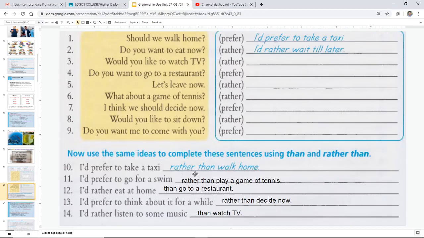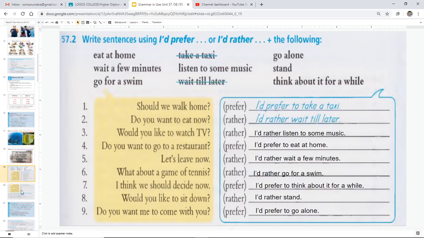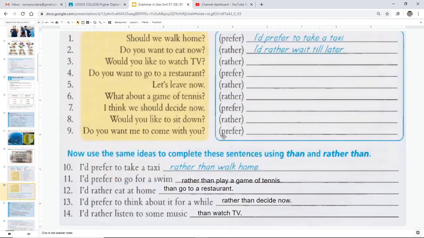Here, you had to use your answers from up here, okay? This you already did, so I put a red X on it. Here's your answers. I'd rather eat at home than go to a restaurant. I'd prefer to think about it for a while rather than decide now. I'd rather listen to some music than watch TV. Again, I think someone wrote, I'd rather listen to some music than dance. It's like, okay, that's fine, as long as you use the base form of the verb.